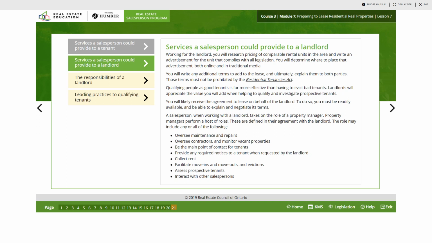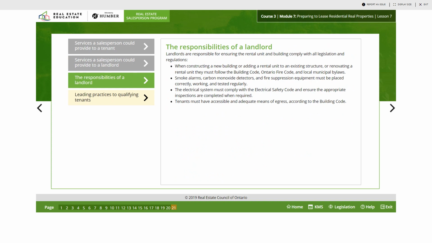When working with the landlord, you may take on the role of a property manager. Property managers perform a host of roles. These are defined in the agreement with the landlord. The role may include any or all of the following, for example: oversee maintenance and repairs, oversee contractors, monitor vacant properties, be the main point of contact for tenants, provide any required notices to a tenant when requested by the landlord, collect rent, facilitate move-ins, move-outs and evictions, assess prospective tenants, and interact with other salespersons.